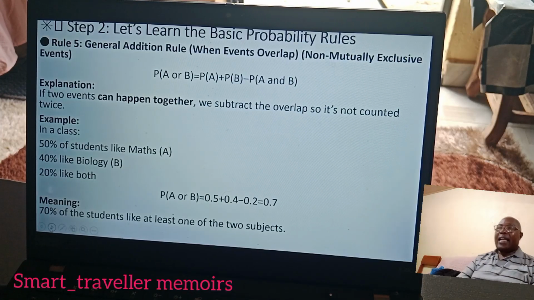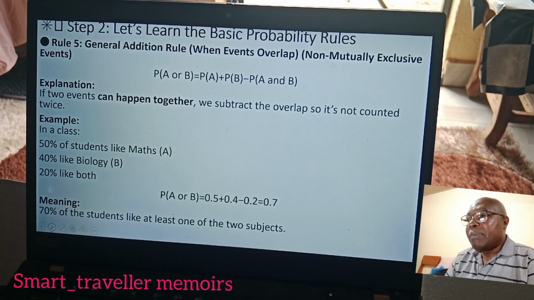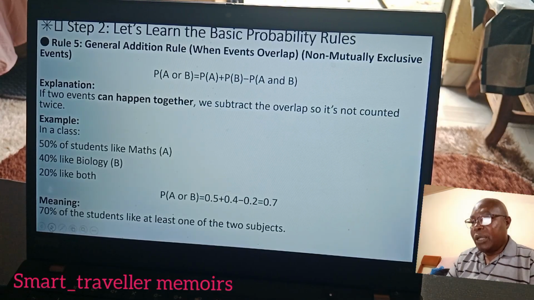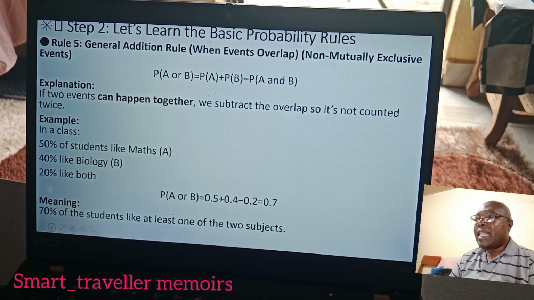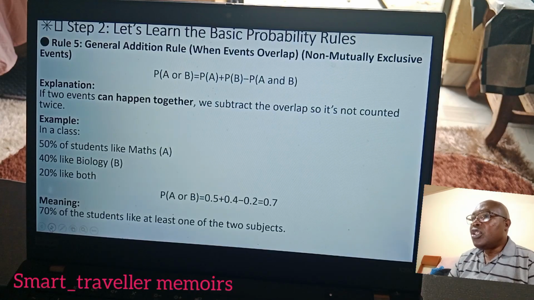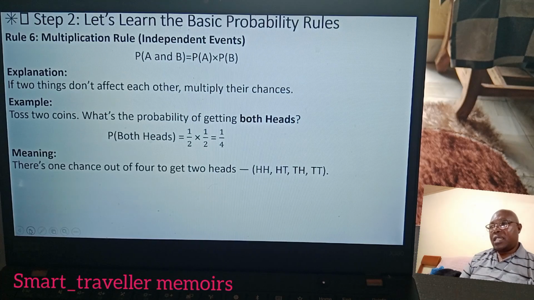For example, in a class, 50% of students like mathematics. We represent them with A. 40% like biology, B, and 20% like both. So the probability of A or B is equal to 0.5 plus 0.4 minus 0.2, which is equal to 0.7, following the formula above, meaning 70% of the students like at least one of the two subjects.